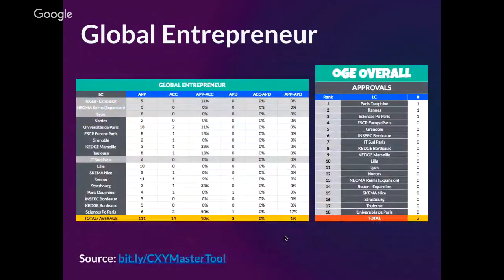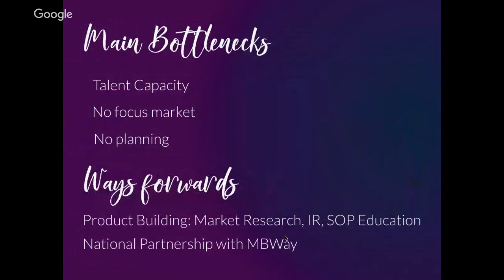And here you can see which LCs are coming from the applicants, accepted and approvals, and the conversion rates and overall ranking. The main bottlenecks are actually the same as with GT: lack of talent capacity in the MC and in the LCs, and no focus market. So, for example, imagine you don't have the differentiation between GV and GT. Between GT and GE is a whole other story. Basically, there's a whole problem with the product differentiation between these products. So this is the more important thing. And of course, no planning, again, is the same issue as with GT.